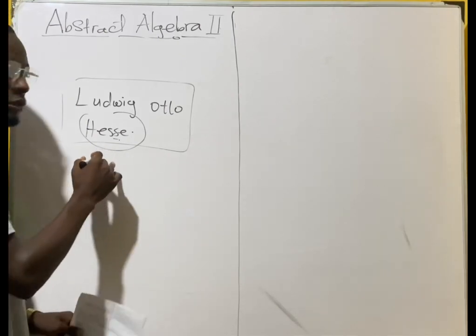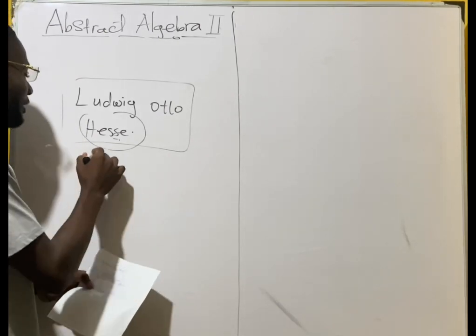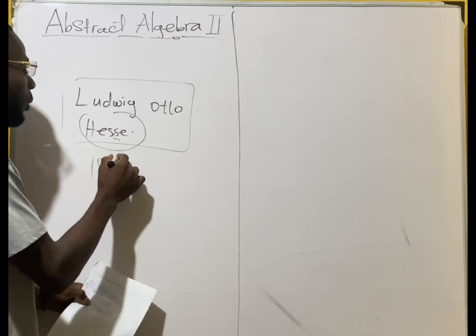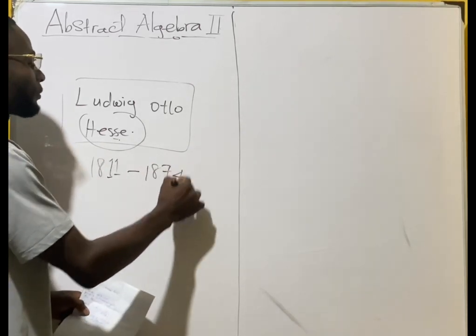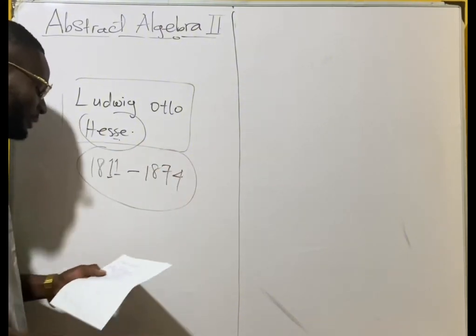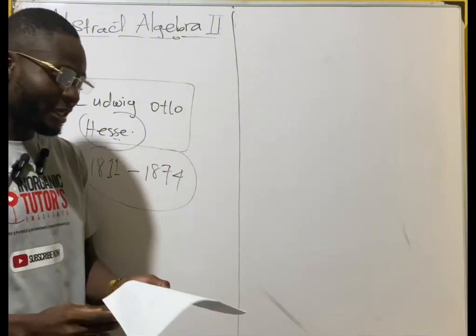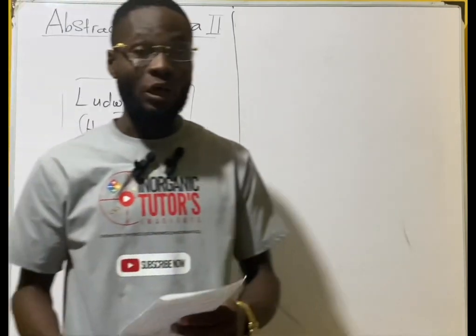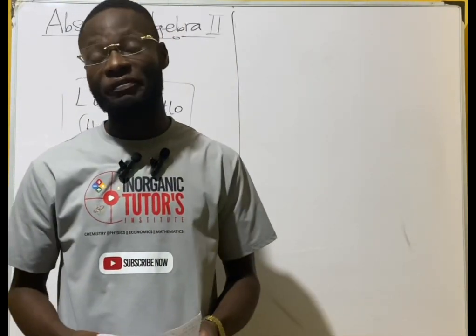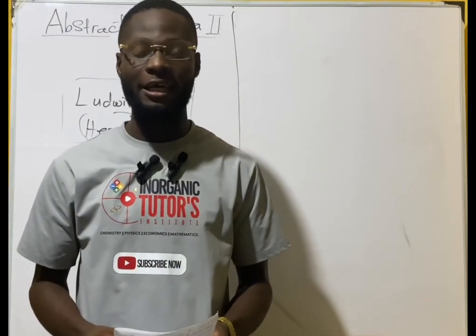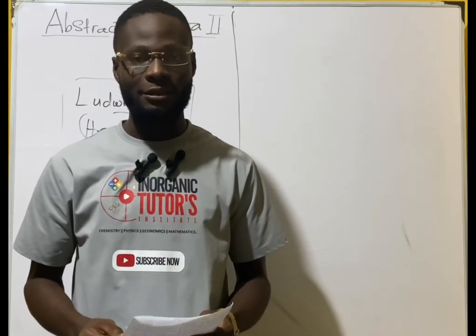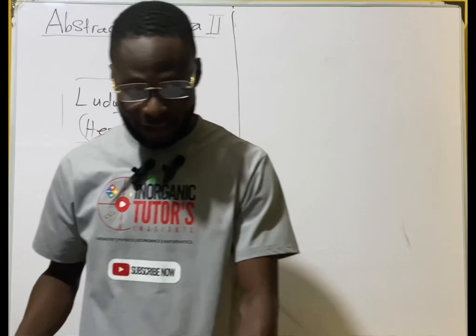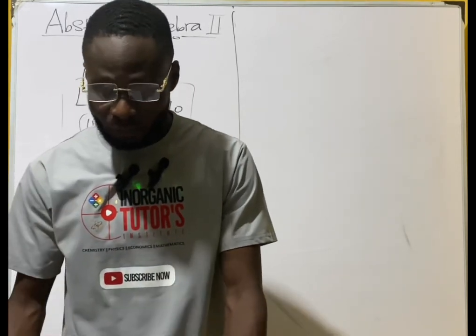So he lived around 1811 to 1874. That was his lifespan. And this man basically worked in algebraic geometry and differential calculus. His contribution was so massive in mathematics, right? So Hesse is a very good contributor in the world of mathematics.